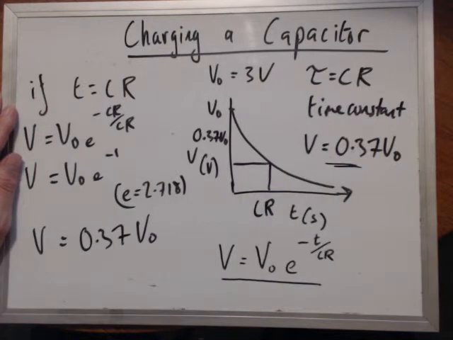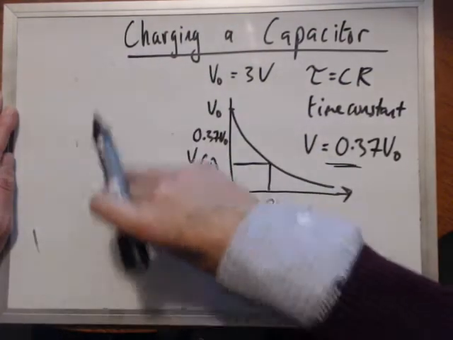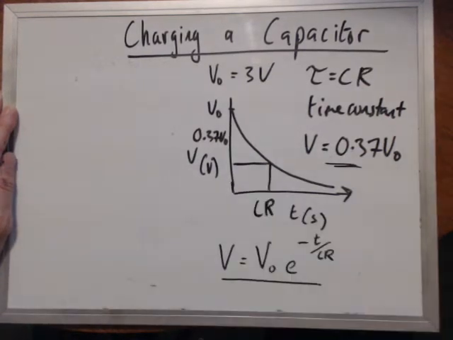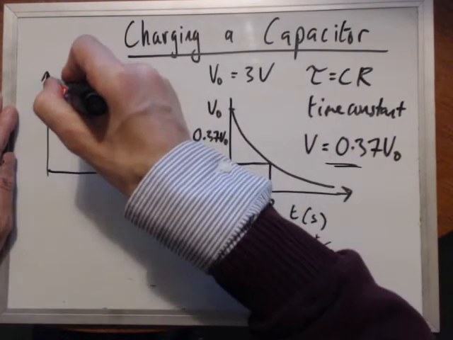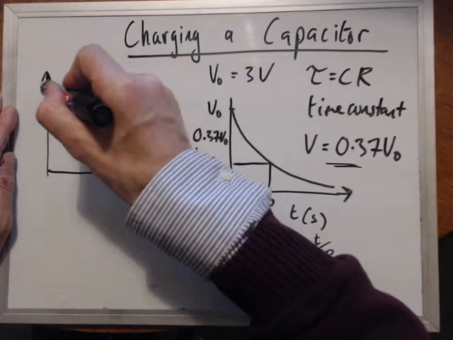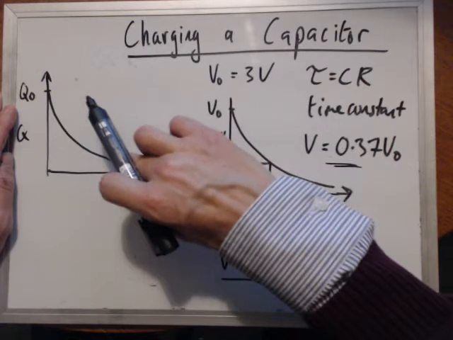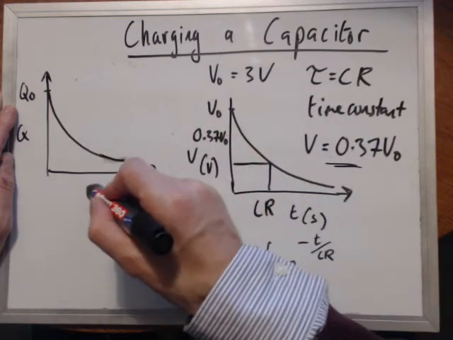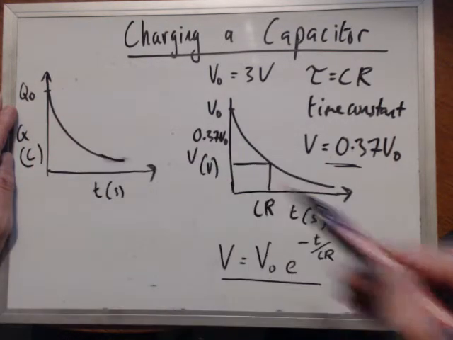Now, we've looked at this as discharging through voltage. We've also got charge, and we've also got current. So the graph for charge looks exactly the same as it does for voltage. So for charge, we've got our exponential, and that's Q naught, Q, and that's against time in seconds, and charge is in coulombs.